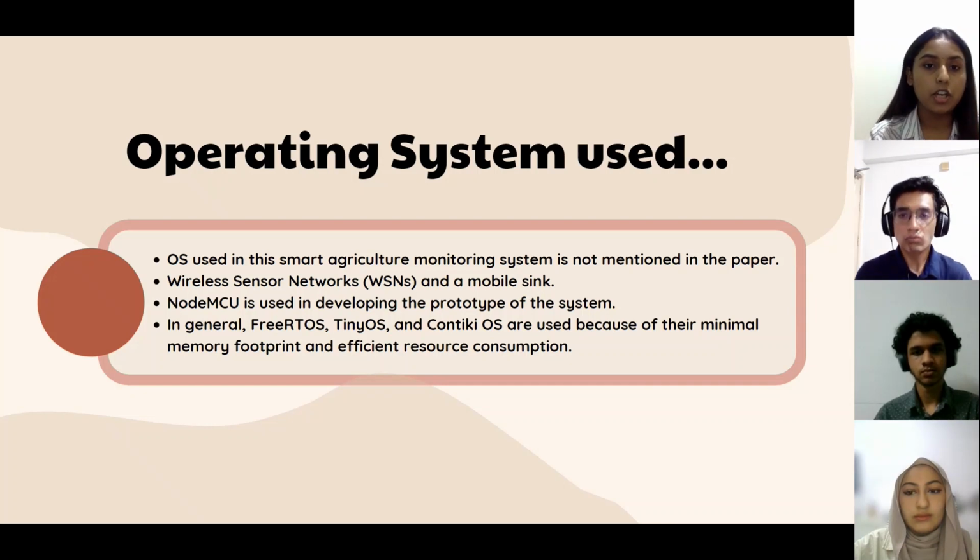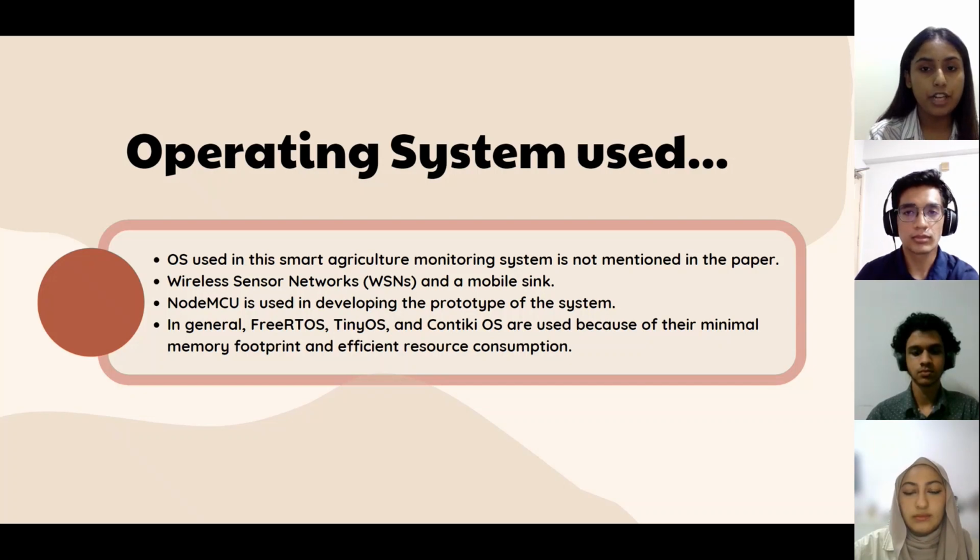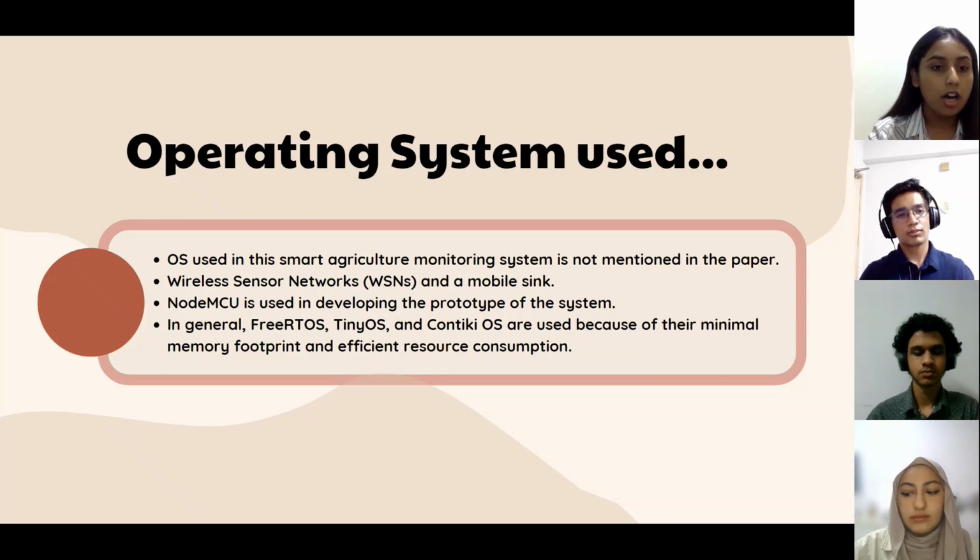So in general, the choice of operating system for a smart agriculture monitoring system is determined by the system-specific requirements. Because of the minimal memory footprint and efficient resource consumption, embedded operating systems such as FreeRTOS, TinyOS, and Contiki are often used in such a scenario. Moving on to the next slide.